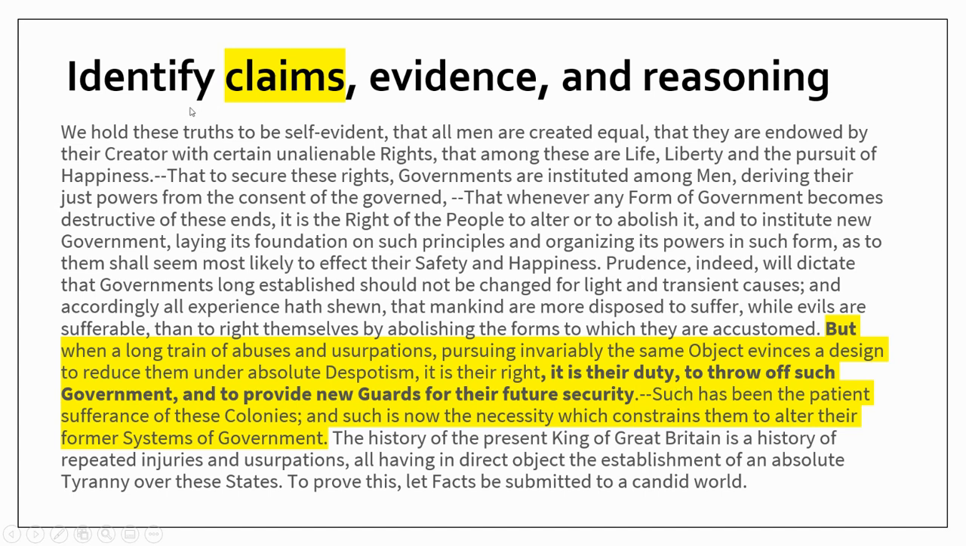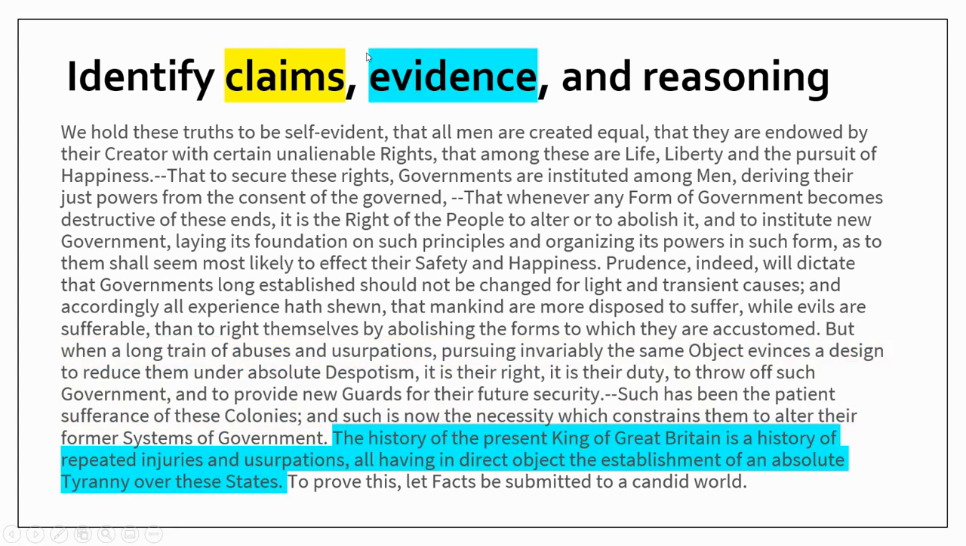And so they kind of eschew, like, we're not going to start with our claims. We're almost going to end with our claims. So let's take a look at the evidence. What evidence do they supply for this? And actually not a whole bunch, right? The short piece of evidence that they give, at least in this opening paragraph, is that the history of the present king of Britain is the history of repeated injuries and usurpations.